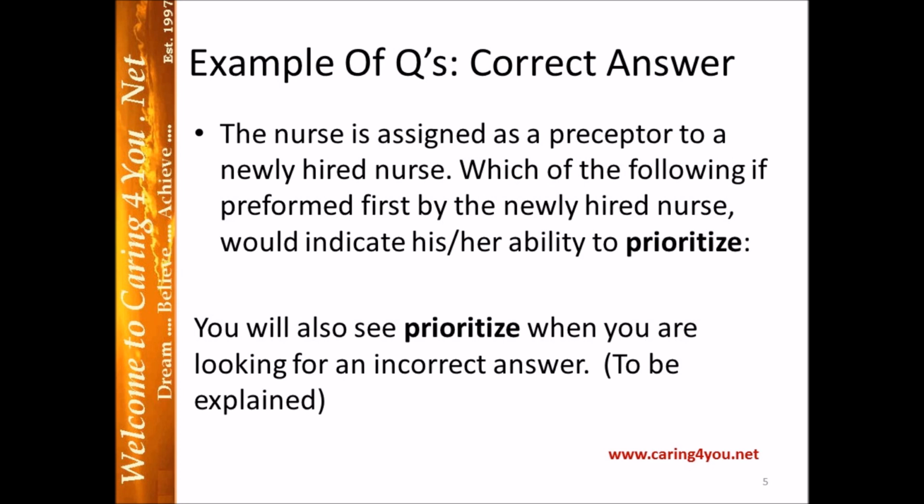That newly hired nurse can do everything that a 15-year nurse can do, or a 5-year nurse, whatever the case may be. So don't let that trip you up, guys. Which of the following, if performed by the newly hired nurse, would indicate his or her ability to prioritize? So pick the answer that the 5-year nurse would do, that the 15-year nurse would do. There's no difference.